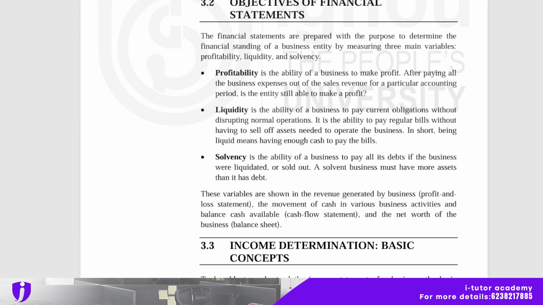Objectives of financial statement. The financial statements are prepared with the purpose of determining the financial standing of a business entity by measuring three main variables: profitability, liquidity, and solvency. Profitability is the ability of a business to make profit after paying all the business expenses out of the sales revenue for a particular accounting period. Is the entity still able to make a profit?